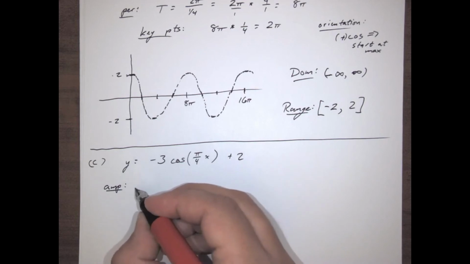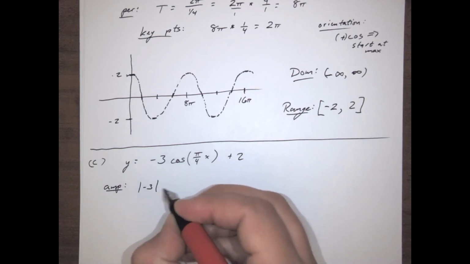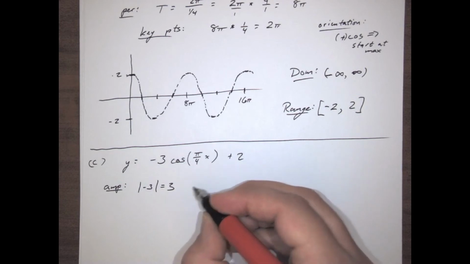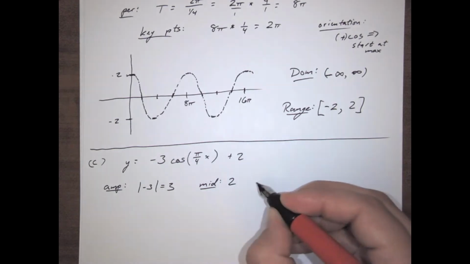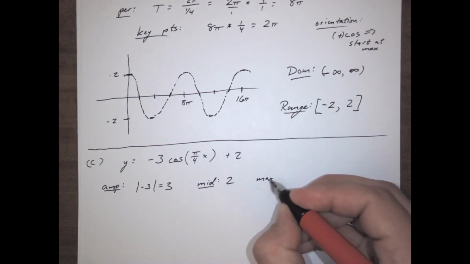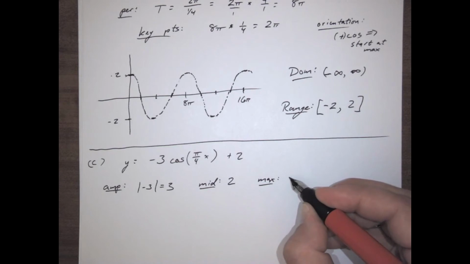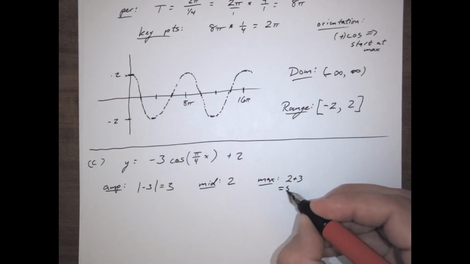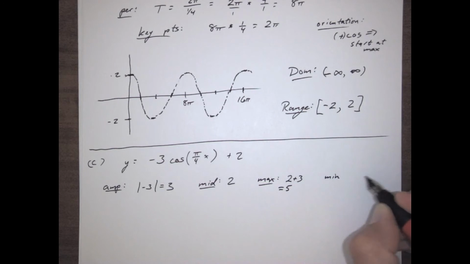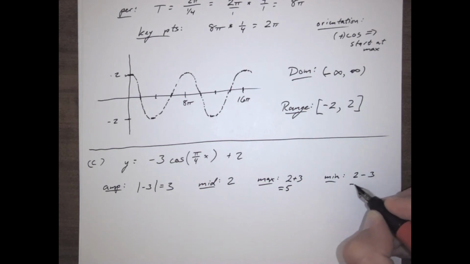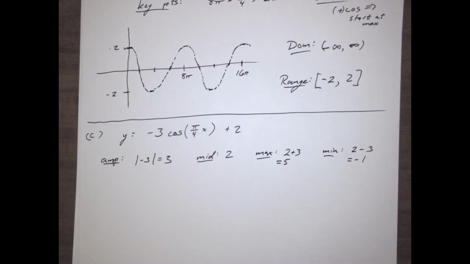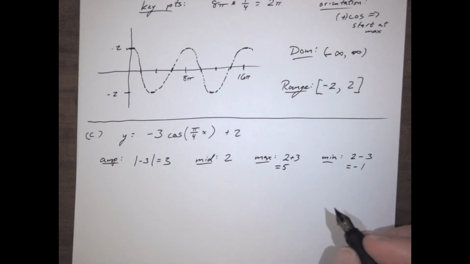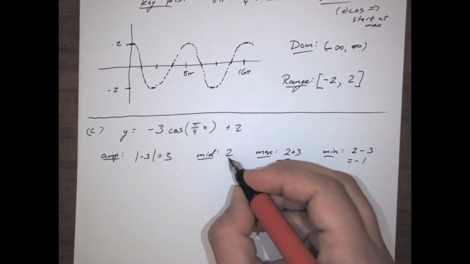So let's discuss these things. So the amplitude is the absolute value of -3, which is just 3. Now the midline is actually this vertical shift, which is 2, and that means that the max will be 2 plus 3 is 5. The min will be 2 minus 3, which is -1. So -1 is the minimum value of the y's, 5 is the maximum value of the y's, the midline is at 2.